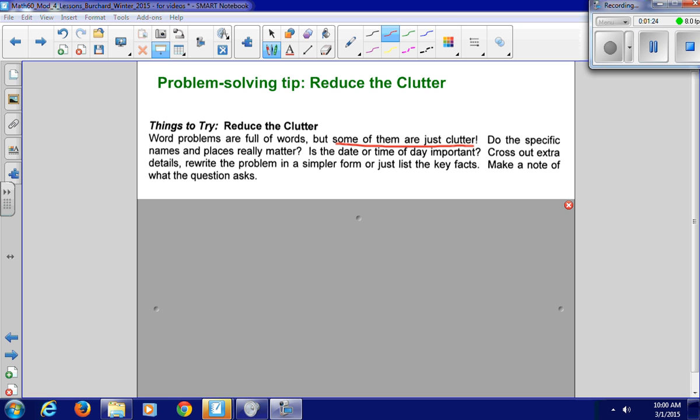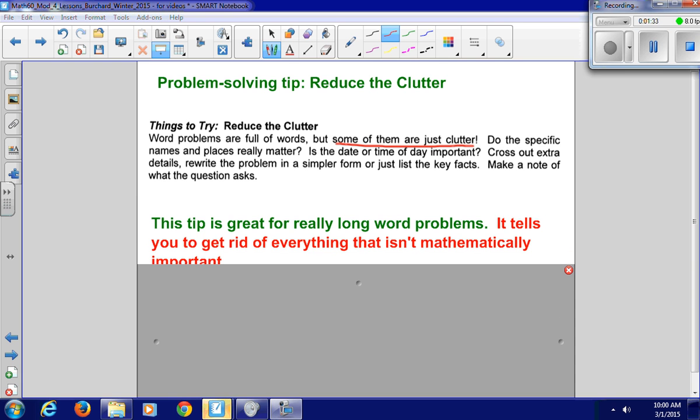When you're starting with this, you can actually physically cross out the stuff that you don't think you need, to help you simplify working on the problem. This is particularly good for really long word problems. We had one the other day that was a long paragraph, and a lot of it was necessary to set up the problem, but once we understood what was going on, we didn't need very much of that information. So this tip is telling you to get rid of everything that isn't mathematically important.